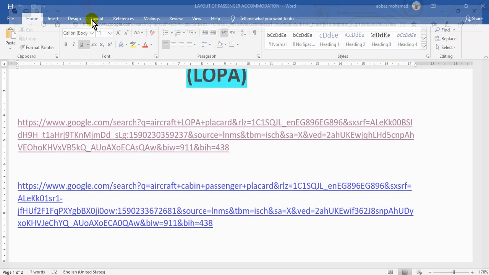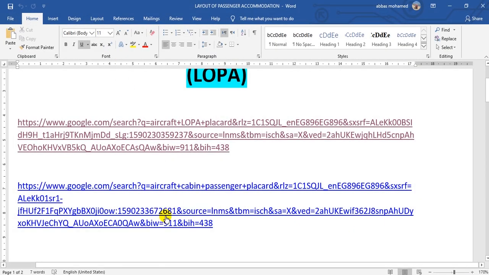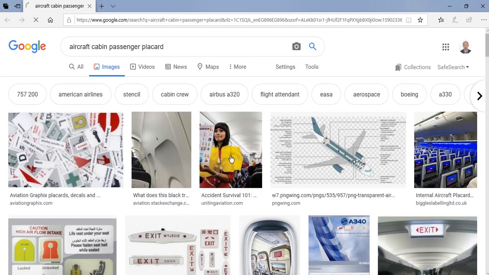Another one. This is the life vest. The attendant shows the passengers how to use the life vest.